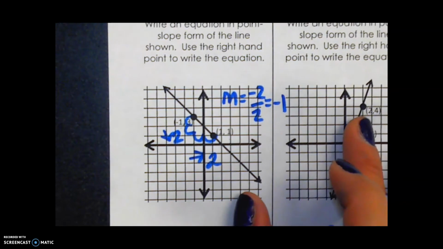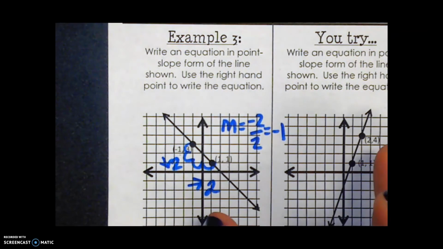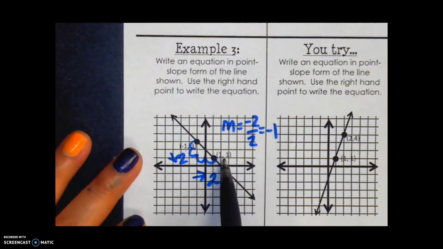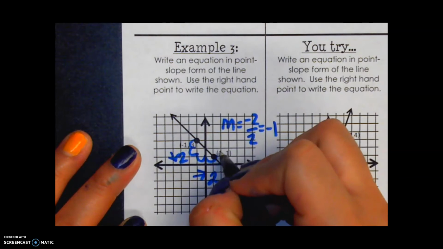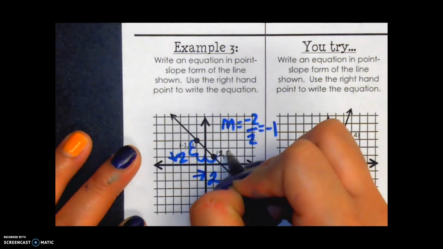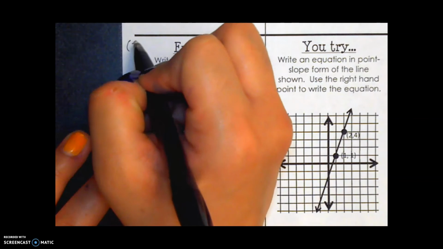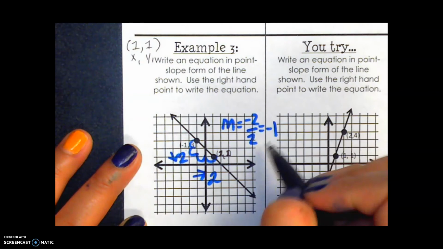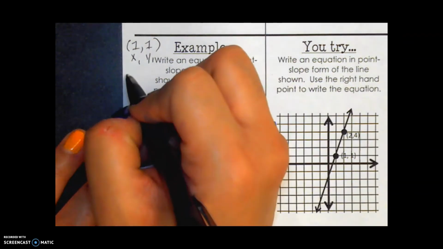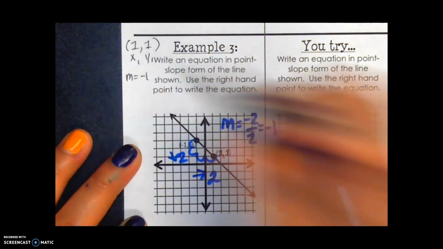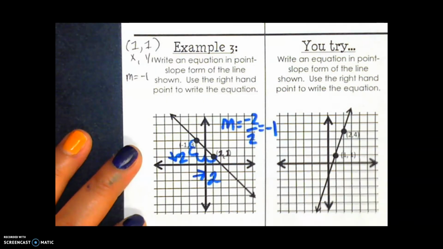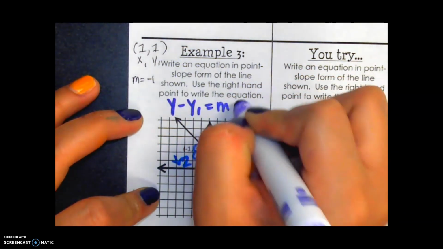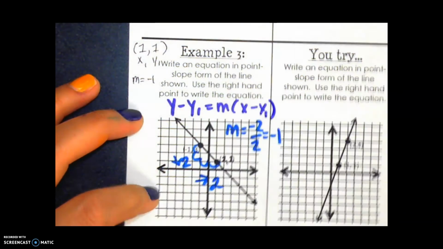Now for point slope, it doesn't matter which point I pick. We can pick either one, but I'm going to pick this one. It's 1, comma 1. So if I have 1, 1, that's my x1, y1. My slope is negative 1. I just have to put it all together. All right, so remember our formula. It's y minus y1 equals m times x minus x1.